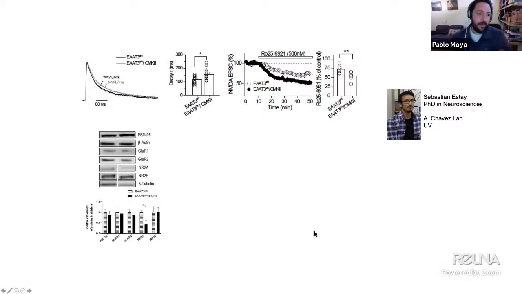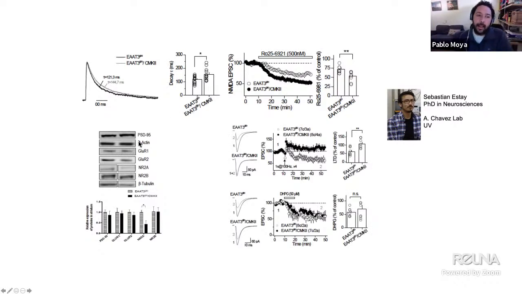Molecular assessment of a series of glutamatergic proteins revealed that the NR2A to NR2B ratio was altered, and this was because the NR2A subunit was dramatically decreased compared to the control group, which essentially explains the higher contribution of the 2B at the synaptic level.